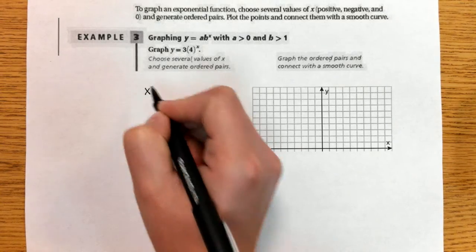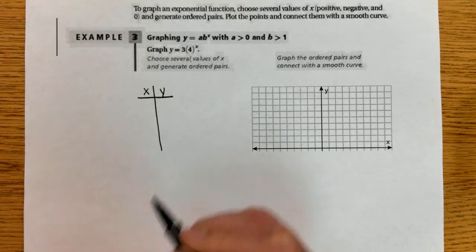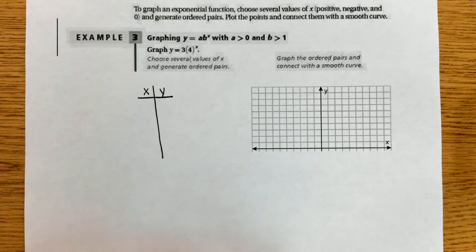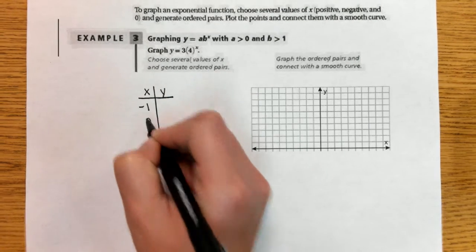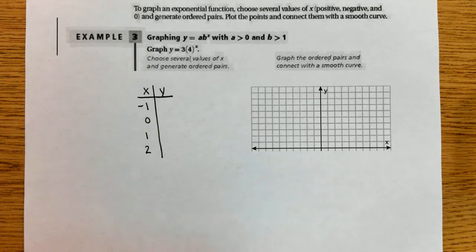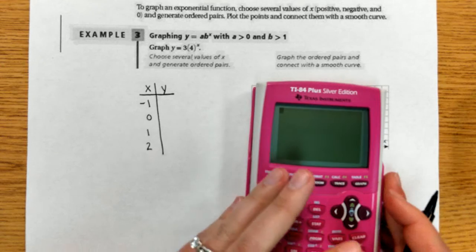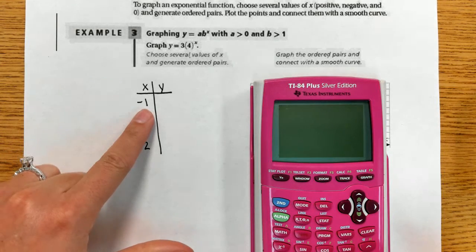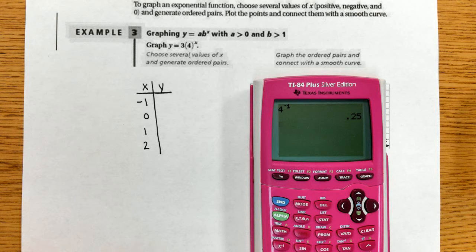So we're going to start by creating an XY table. So again, pick some x values, positive and negative, and then also 0. So I'm going to do -1, 0, 1, and 2. So first, it might be helpful to have your calculator handy. So first, we're going to substitute in -1. So we're going to have 4 to the -1 power. Oops, not 4 to the 4th power, sorry. 4 to the -1 power. So that's going to give us 0.25, or 1/4.